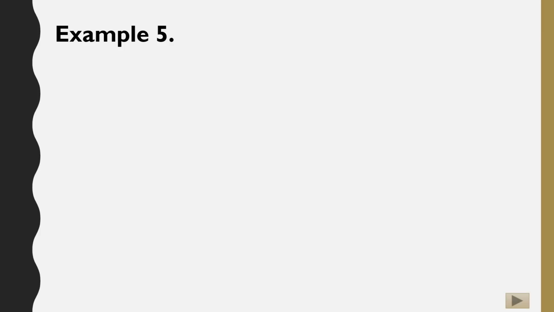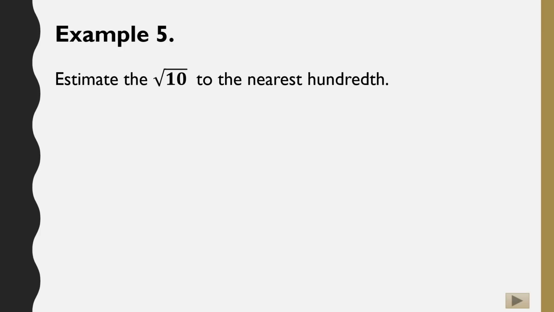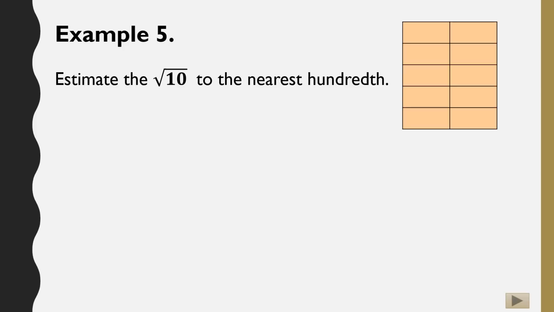Okay, another example, number 5. Estimate the square root of 10 to the nearest hundredths. Kung kanina, in-estimate lang natin kung saan nakapagitan yung isang square root. So, dito, alamin natin ano yung pinakamalapit na value ng square root of 10 sa hundredths. So, maglalagay tayo ng table. Lalagyan natin ng 1 to 5, and then sulat natin yung principal square root of 1, square root of 4, square root of 9, square root of 16, and square root of 25.